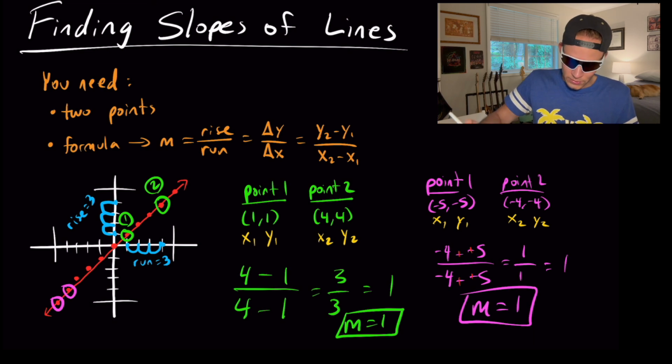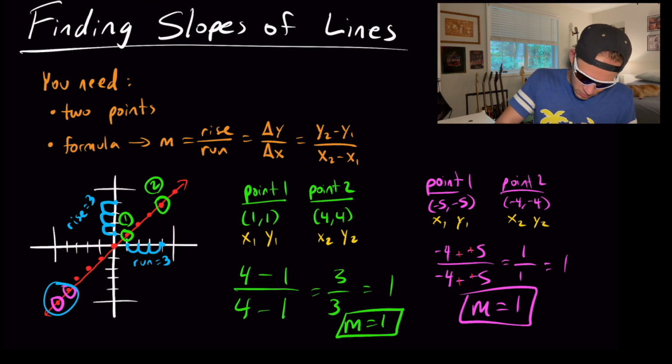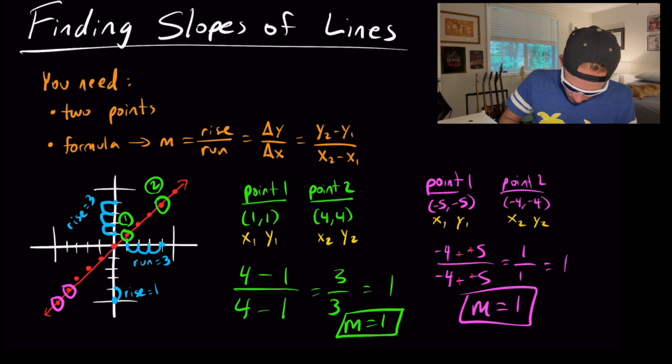You can also just look at the rise versus the run. So for here, these 2 points, the rise is only 1 step, so rise equals 1, and then the run from here to here, I should say, is also going to be 1.